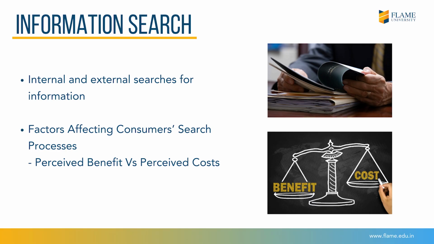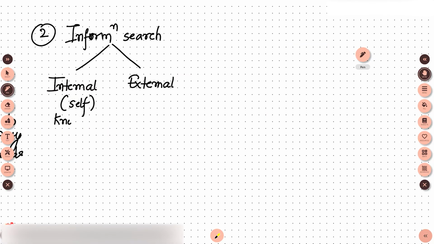sources of information. Now, before we go ahead, this internal search is going to be largely self, your own past experiences and knowledge about the product category. So I'll write past experiences also here. All right. And if this doesn't suffice, I move on to the external search and external sources of information.